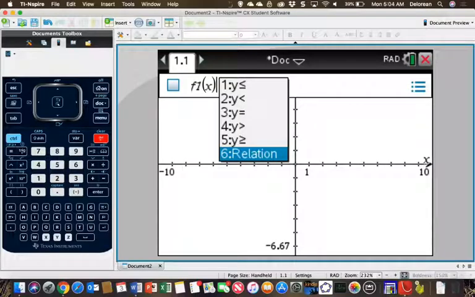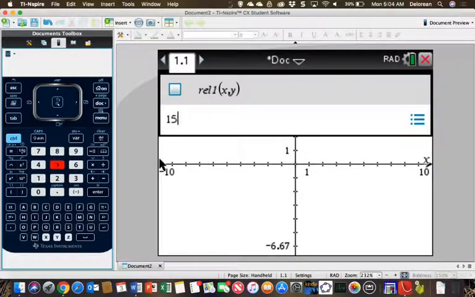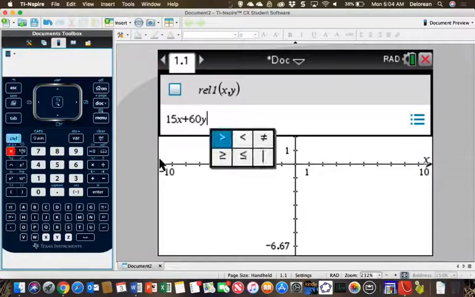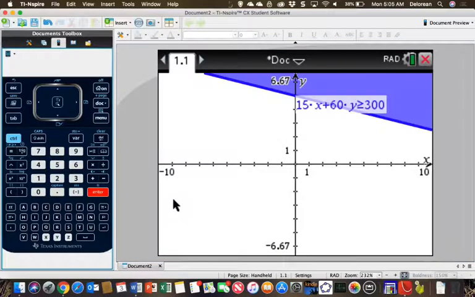All right, so to graph the inequality, go to your calculator, pull up the graph, and we want to delete the equal sign so we can get our relation. And we want to go ahead and type in that equation. So 15x plus 60y. And to get if it's greater than or not, we hit Control equal, and we select greater than or equal to 300, and we hit enter.